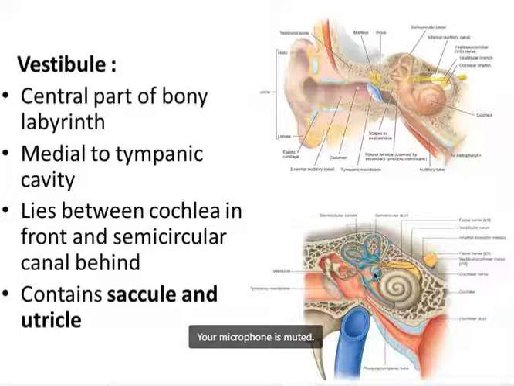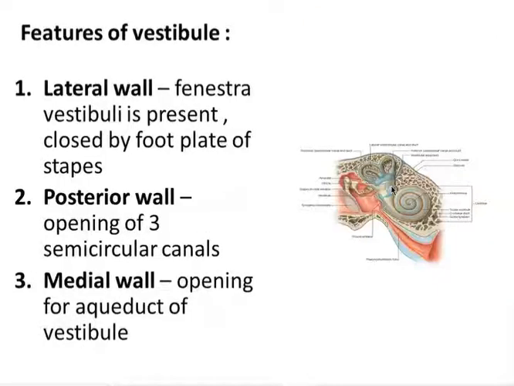Now coming to the features of the vestibule. This is the lateral wall of the vestibule, and this is the medial wall. In the lateral wall there is an opening, which is known as the fenestra vestibuli, also known as the oval window. In the recent state, it is closed by the footplate of the stapes. You can see these are the ear ossicles within the middle ear cavity, and this is the footplate of the stapes.